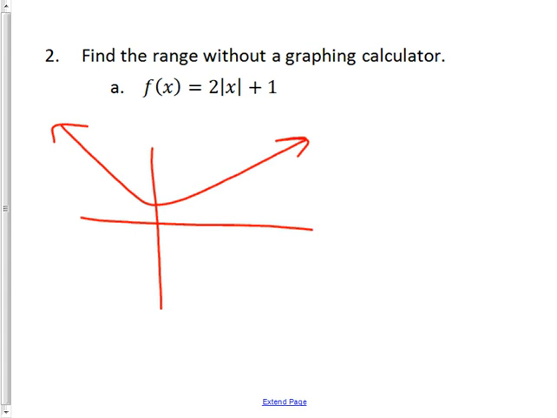And the range would be from the lowest to the highest. What's the lowest it would ever go? 1. To the highest it would go would be infinity, so 1 to infinity, and it can be 1. There we go. All right, that's how you do those.